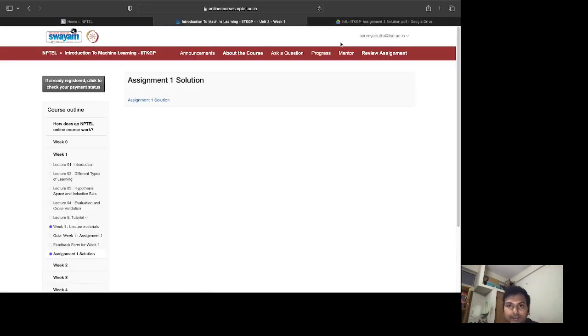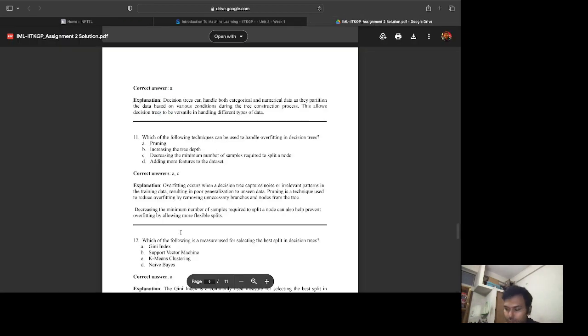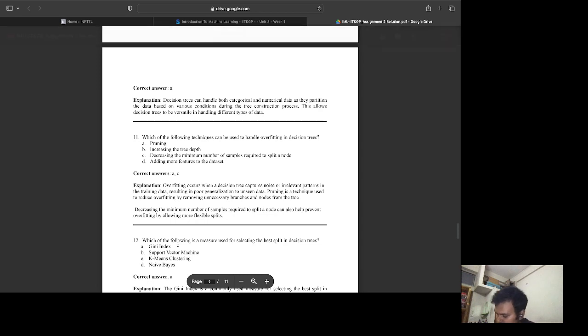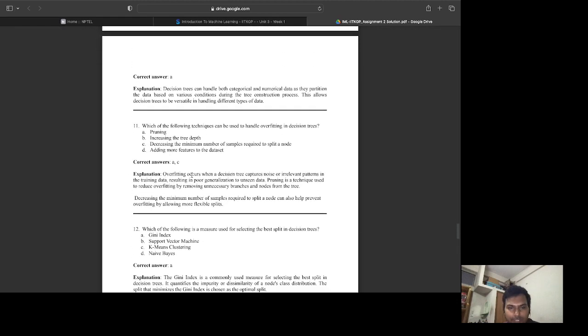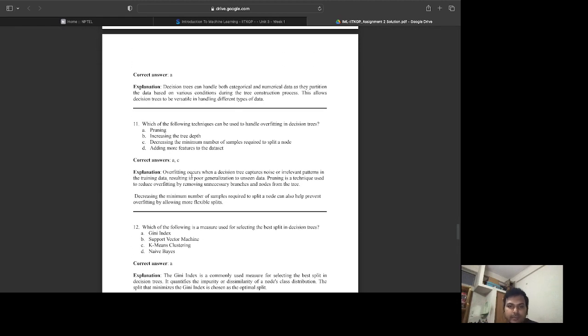Now going on to assignment 2. Which question was it? Assignment 2, question 11. Okay. Which of the following techniques can be used to handle overfitting in decision trees? One is pruning, which is for sure, and the other they have said is decreasing the minimum number of samples required to split a node.